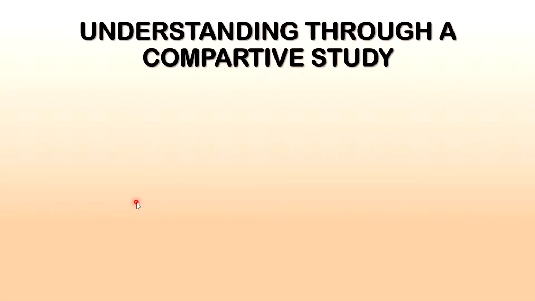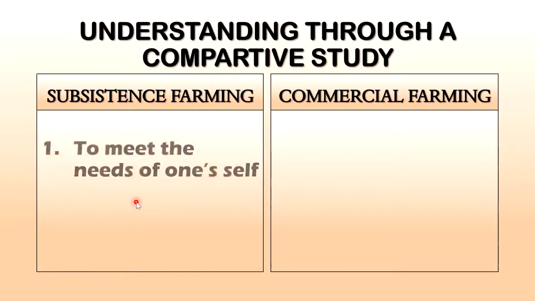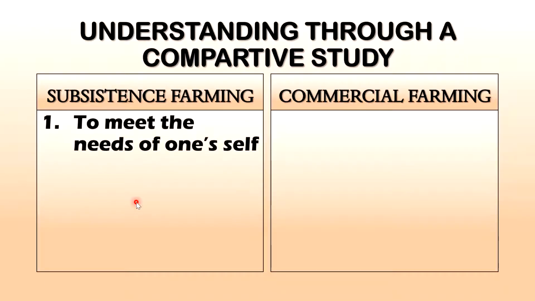Now, first of all, we need to understand through a comparative study what subsistence farming means and what commercial farming means. Then only we will be able to know about its further types. First of all comes subsistence farming. Subsistence farming is always done to meet the needs of oneself, whereas commercial farming is done for sale in market.